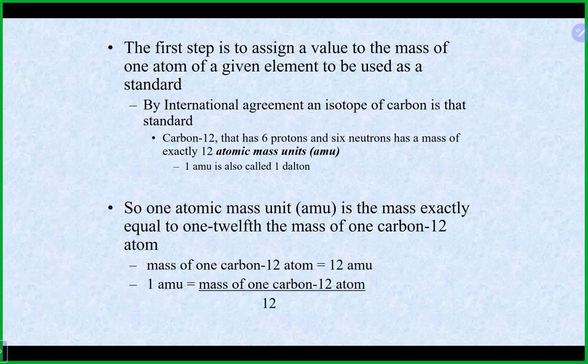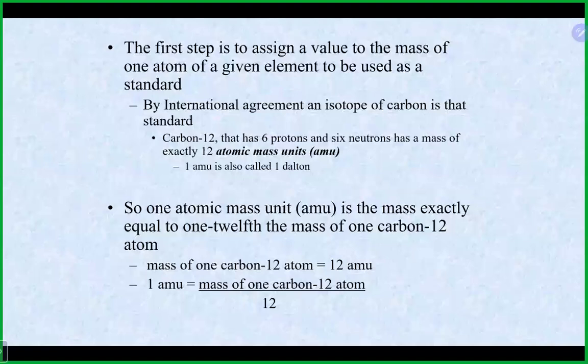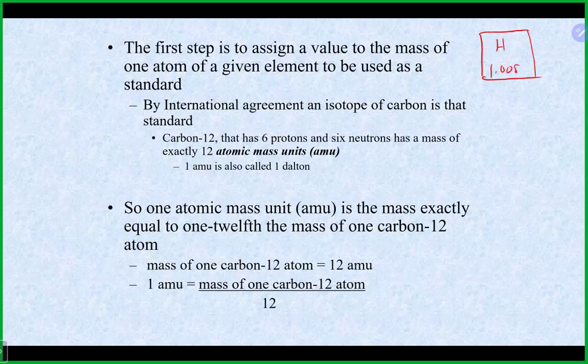The carbon 12 isotope has 6 protons and 6 neutrons and has a mass of exactly 12 atomic mass units, or AMU as it is sometimes referred to. So they basically compared everybody to the mass of this standard. When we talk about atomic mass, we're talking about the bottom number that we see on the periodic table. It is not the mass number, but it is the atomic mass.